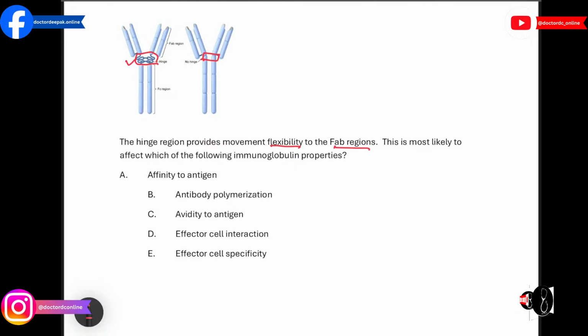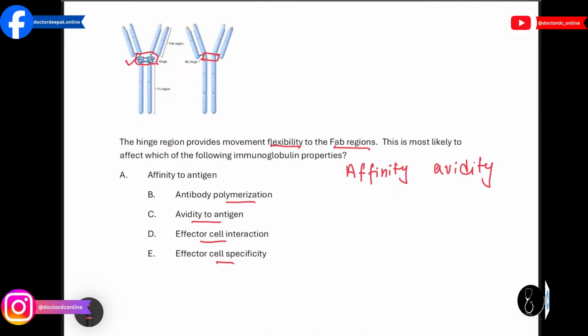So guys, the options are affinity to antigen, antibody polymerization, avidity to antigen, effector cell interaction, and effector cell specificity. First of all, there are two terms, affinity and avidity.